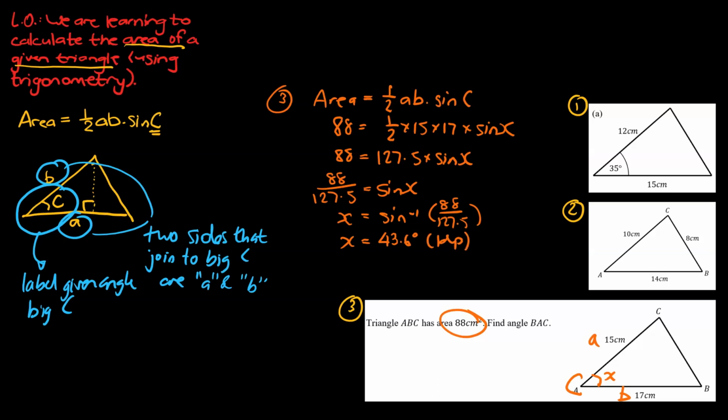And just for completeness, because they've asked us to do angle BAC, I'm just going to do a little summary. Therefore, angle BAC is equal to 43.6 degrees, 1 dP. So hopefully that last question was found useful. What we can do is, if we're given an area, we can actually work backwards to find out any of A, B, or big C. So we found the angle here, but you may also be required to work back to find out sides A and B. So that wraps up today's video, guys.